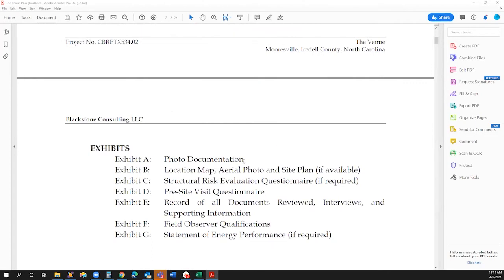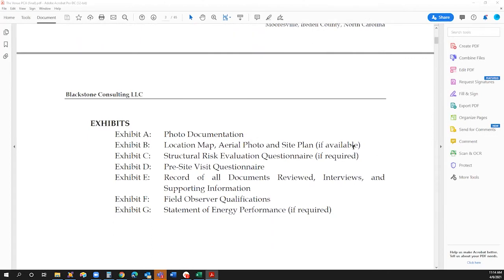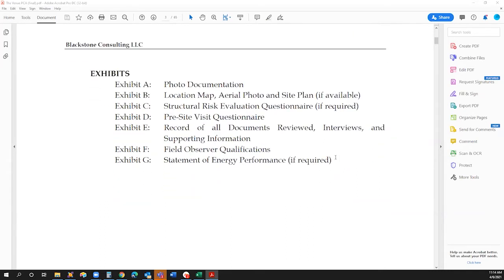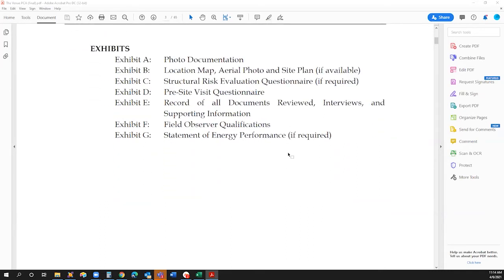I'm not going to spend a lot of time. There's going to be photos to back this up, a location map and everything of where the items were that they outlined. And then they're going to talk about who the person was that was on site and why they are qualified to tell me what I need to do on my property. So there will be some qualifications there. And energy performance, if required, if you're going for like a green loan to cut down some interest rates.